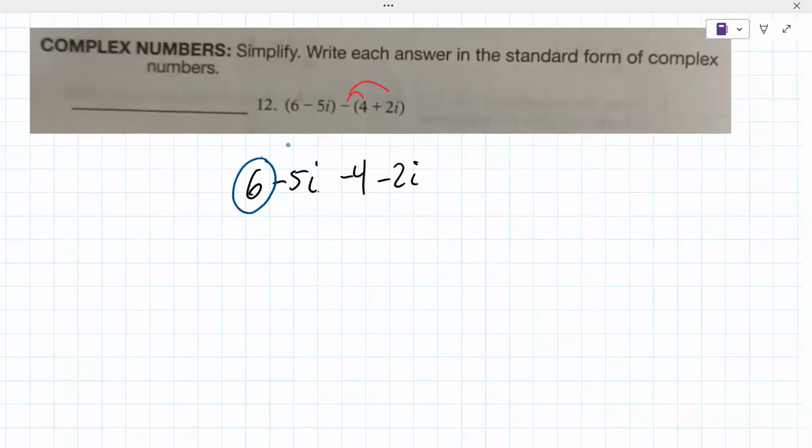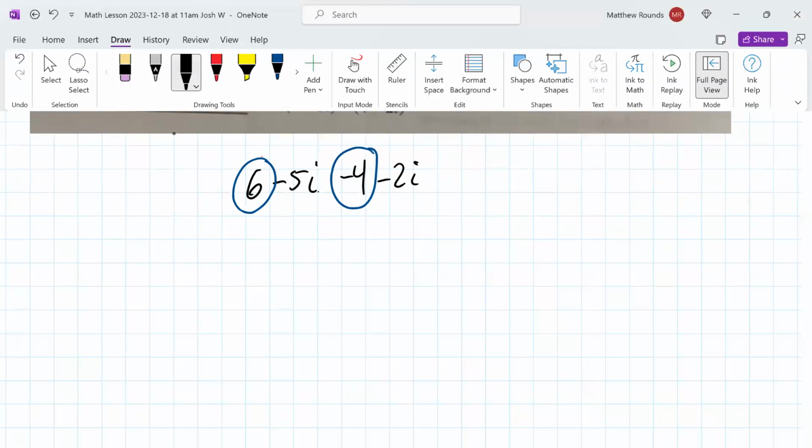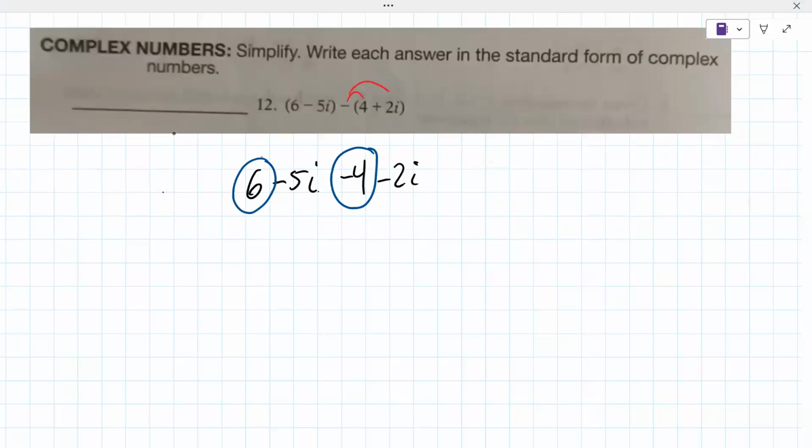So it's 6 and minus 4. What does that become? Negative 10? No. Negative 2? If you're just guessing, it's just 6 minus 4. Don't add things that aren't there. Don't take away things that aren't there. What is 6 minus 4? 2.